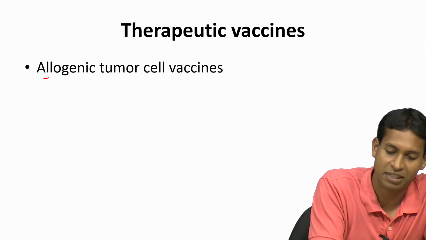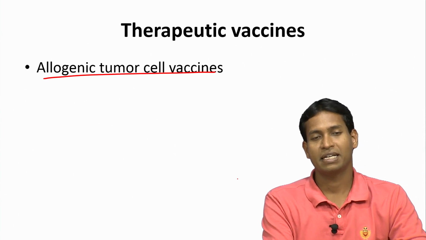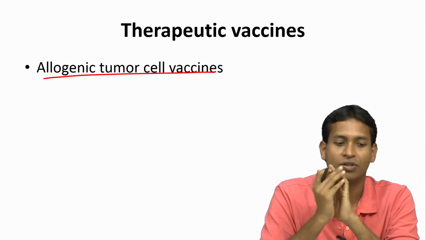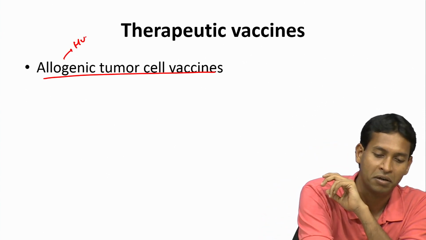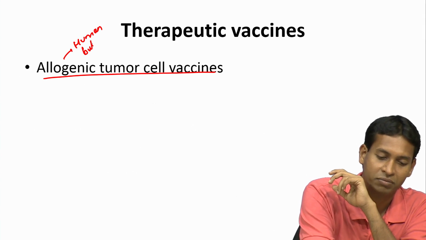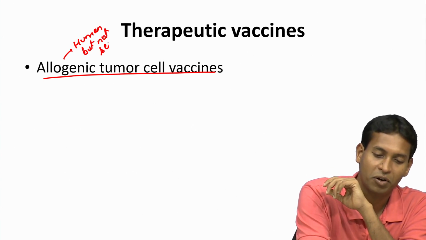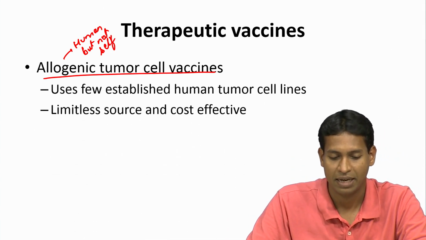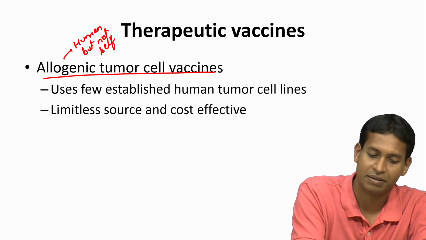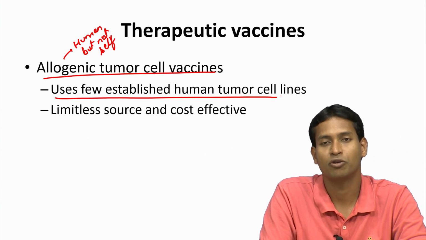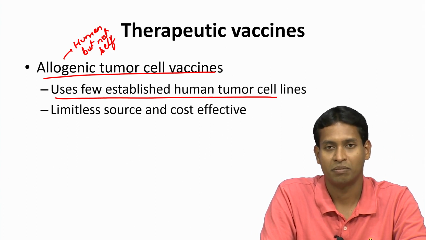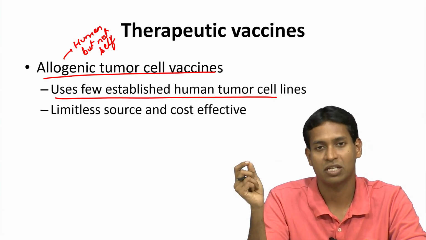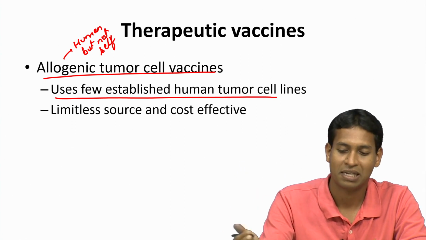So, what about allogenic tumor cell vaccines? In this case, what I am saying is somebody else had a tumor, and we have cells from those already. So, those are allogenic, so still human but not self. So, not from my own body, but let us say from some other patient that had the cancer. And what this does is it uses a few established human tumor cell lines. So, maybe at the time when a patient came, we were able to isolate some of the cells, we were able to use them in cell culture, and we have now established them as tumor cell lines.